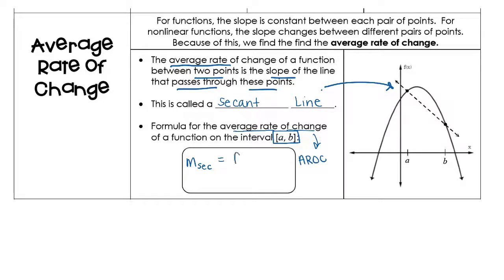However, we do need our function notation here. So we're going to have f(b) minus f(a) all over b minus a. That's going to be your average rate of change. Again, keep in mind it is just slope here, so don't let the wording mess you up.